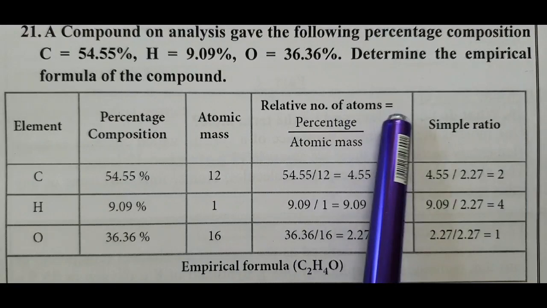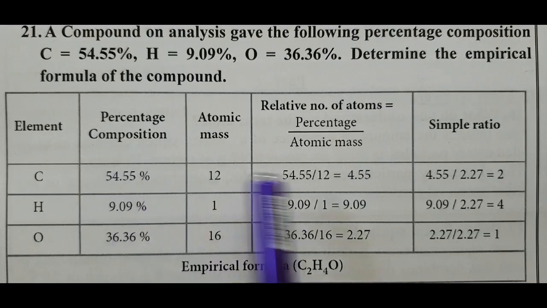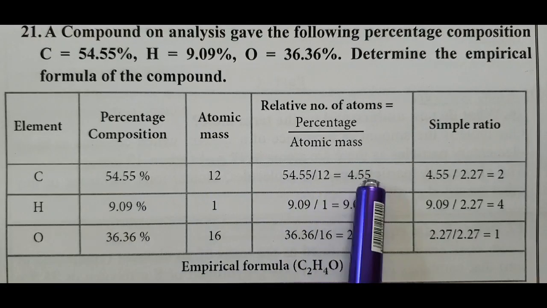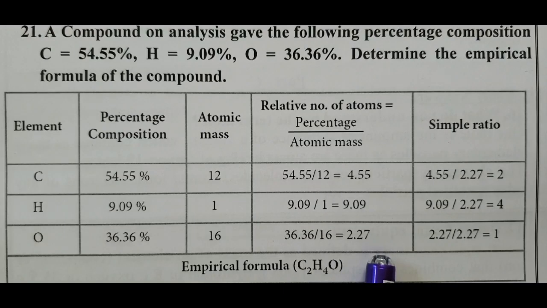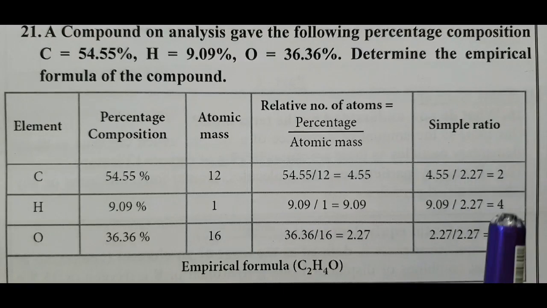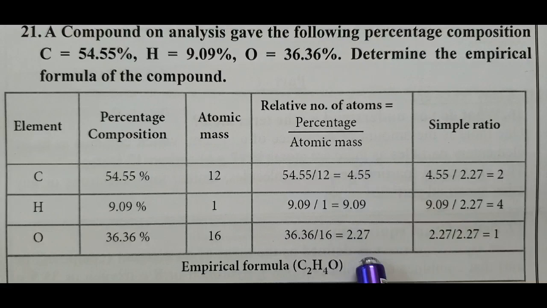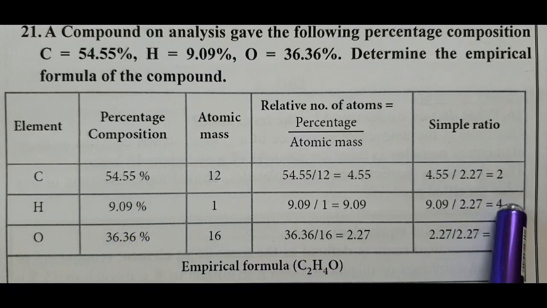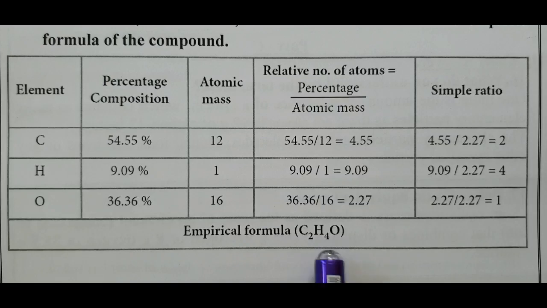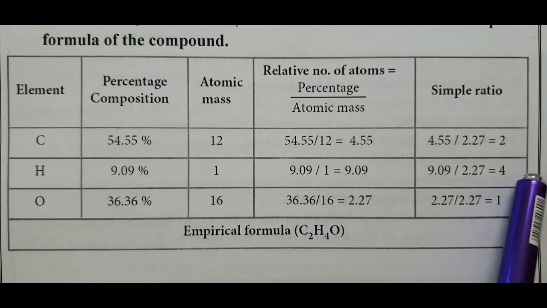Then relative number of atoms equals percentage divided by atomic mass: 54.55 divided by 12 gives 4.55, 9.09 divided by 1 gives 9.09, and 36.36 divided by 16 gives 2.27. So the simplest ratio can be determined by dividing all these answers by the lowest number. The lowest number is 2.27. By dividing all these by 2.27, we get 2, 4, 1: carbon 2, hydrogen 4, oxygen 1. That is the empirical formula. Empirical formula equals C2H4O.